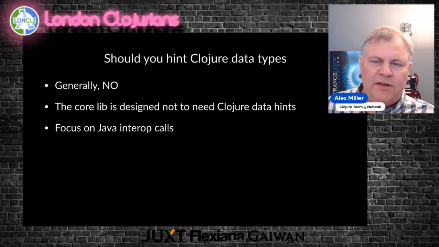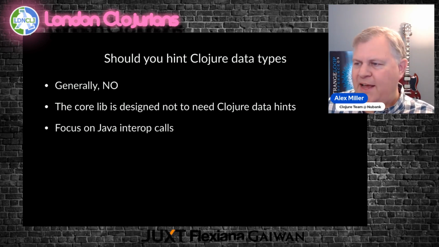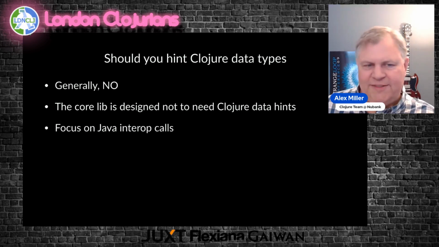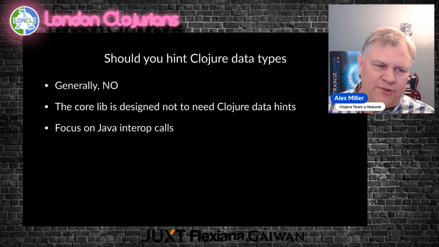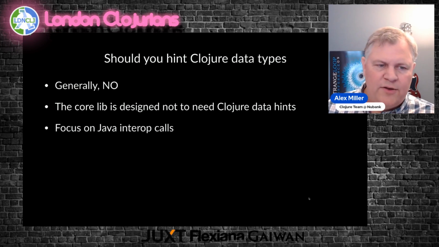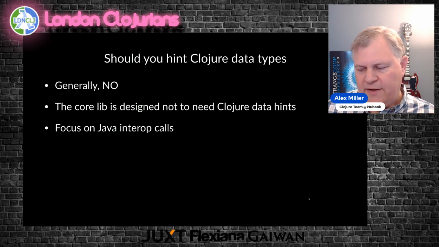Should you type hint Clojure data types, things like PersistentHashMap or PersistentArrayMap or IPersistentMap or things like that? Generally, no, or keywords, stuff like that. The core lib is designed generally to not need type hints for concrete Clojure data structures. So generally, you should not do that. There may be some very, very specialized cases where that's useful, but in general, I would assume don't do that. You should really focus on Java interop calls. That's the place where these really make a difference, because that's where we're selecting the Java method to call.